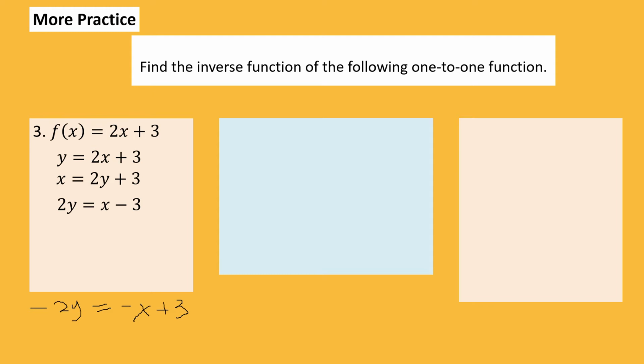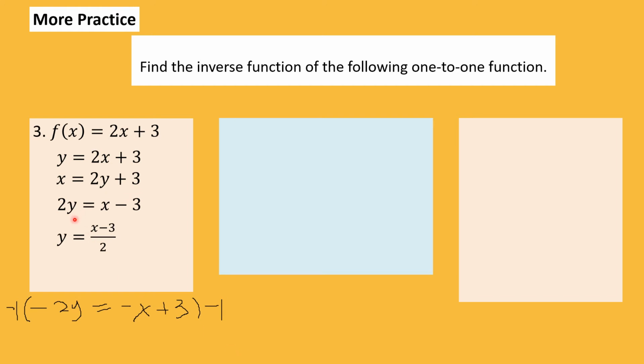So, pinarform natin yung addition property of equality. Ay ma'am, bakit naging negative 2y yan? Nag-multiply tayo both sides by negative 1. Okay, so we multiply both sides by negative 1 and then by multiplication property, negative 1 times negative 2y, that is positive 2y na, equal to negative 1 times negative x, that is positive x. And then negative 1 times 3, that is negative 3.